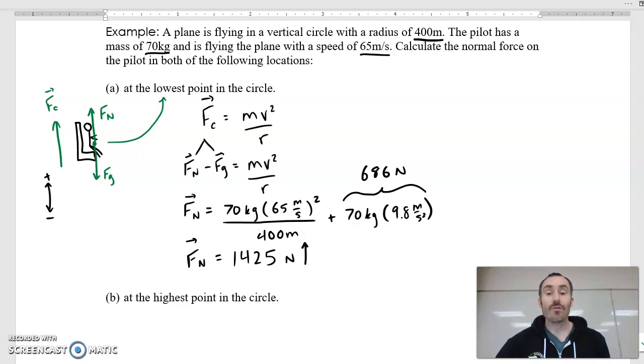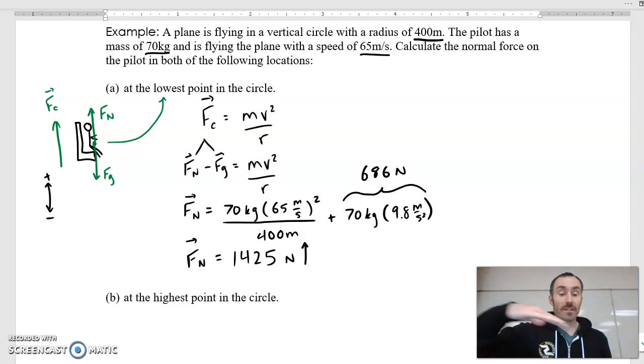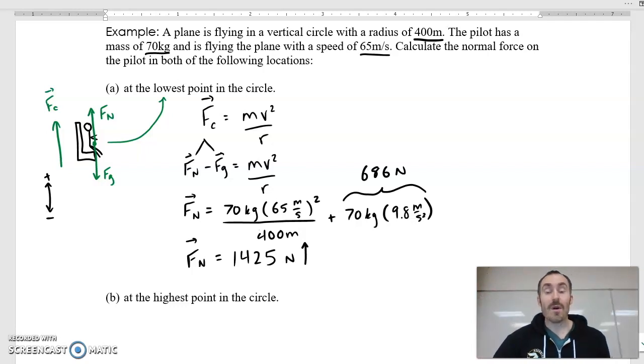Okay, so under normal circumstances, if this plane was just flying horizontally, not in a circle, then the normal force that the pilot would be experiencing would be 686 newtons. But because the pilot is accelerating in a circle, the normal force is going to be a little bit greater. You're going to feel like you're being pressed into the seat, right? And so the normal force is going to be greater than the force of gravity would be.